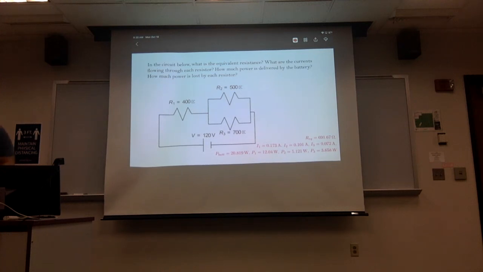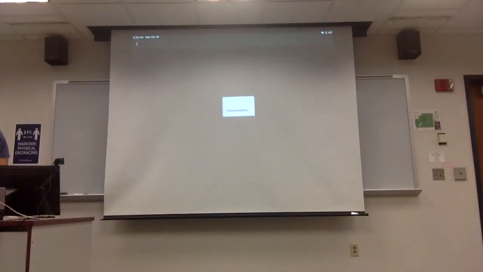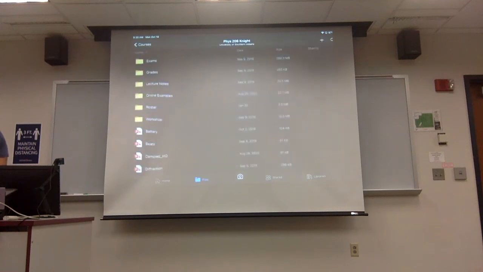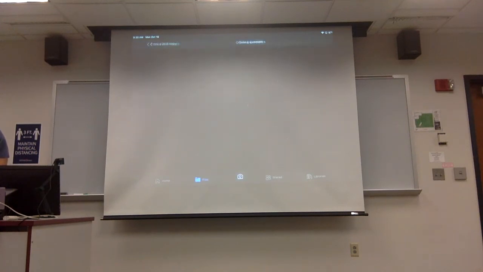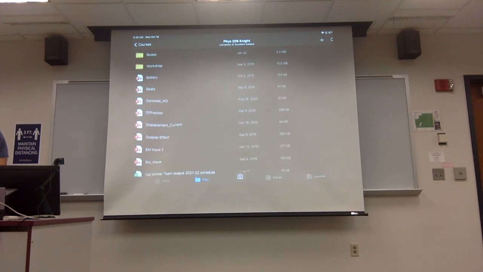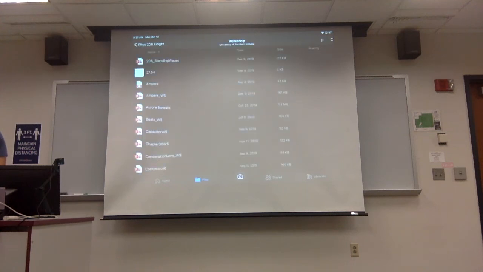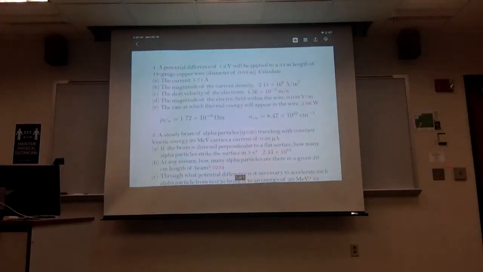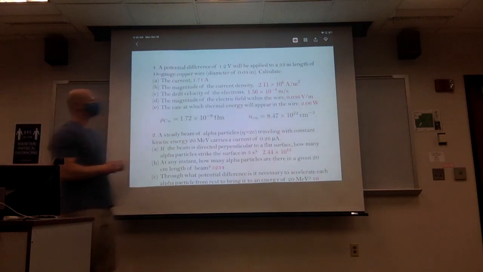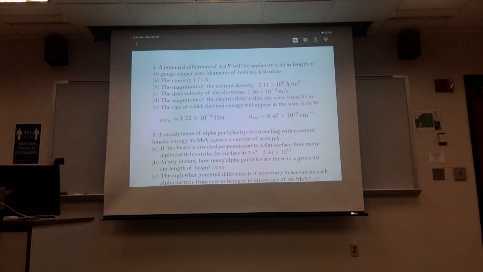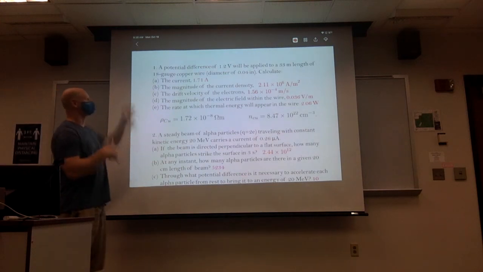So that brings us to, I promise, let's talk about the group assignments. So we got 3 for you today. But it's kind of tough. Okay, 15 minutes. So the first one has 2 parts on it. This one says we have a potential difference of 1.2 volts applied to a 33-meter length of 18 gauge wire, where 18 gauge means that the diameter is 0.04 inches, which I'll put into meters. And I want you to calculate a whole slew of different things.